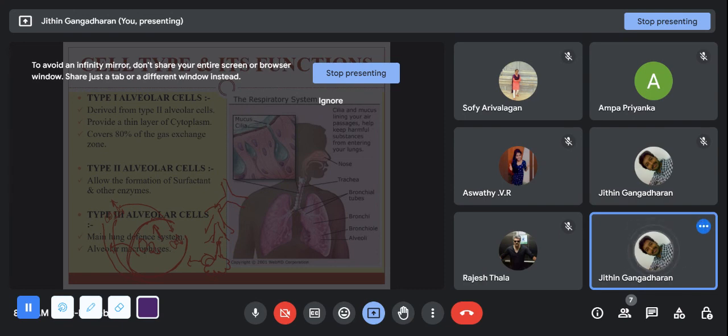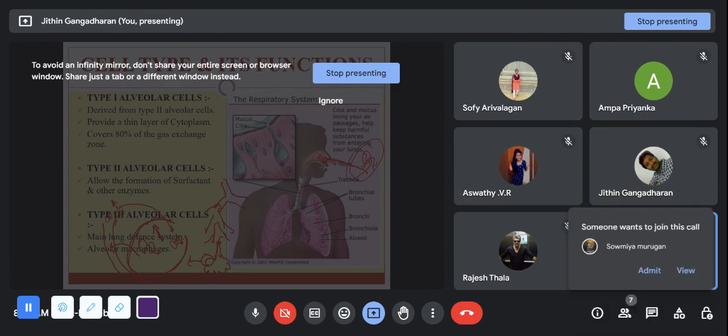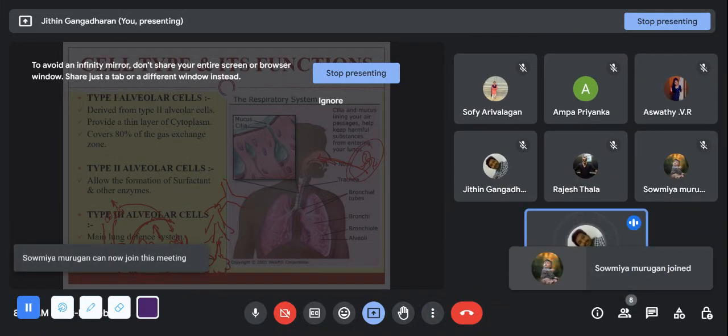See, we have external respiration, internal respiration, and cellular respiration. Okay, there are three types of respiration: external, internal, and cellular respiration. External respiration is between the atmosphere and the nose. So the oxygen from the outside will be taken up by the nose and the carbon dioxide will be released. That is external respiration. Internal respiration is between the alveoli and the capillaries.